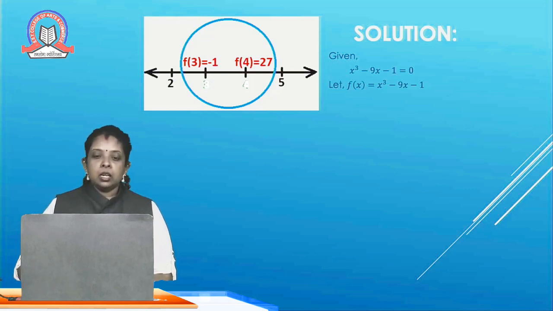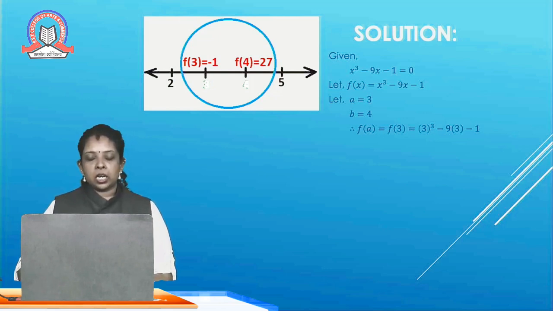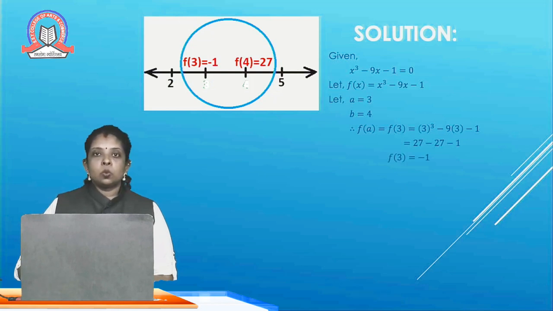Understand? Then a is equal to 3 and b is equal to 4, which we have got already from the question, where the initial approximation intervals were already given. Then we have to find the function at a, that is f of a, where f of a is equal to f of 3. That means in the function f of x equals x cube minus 9x minus 1, we have to substitute the value 3 in it. Then we are getting the result as minus 1.